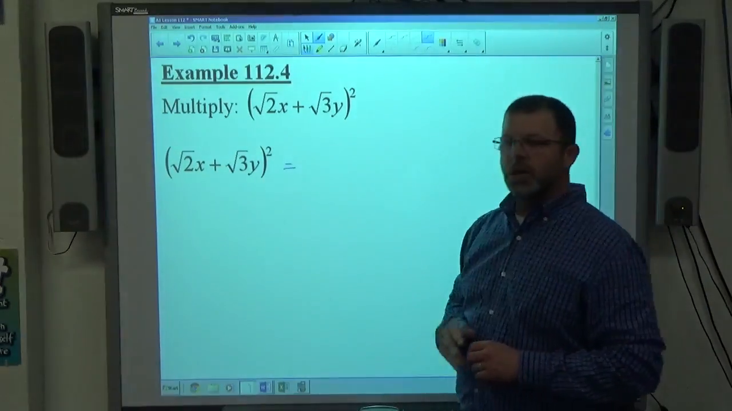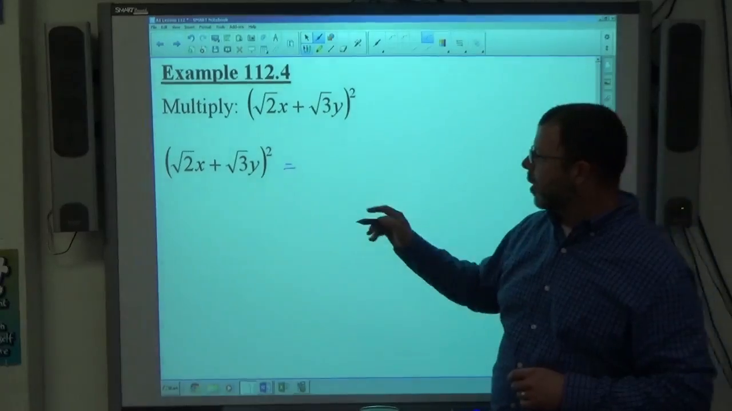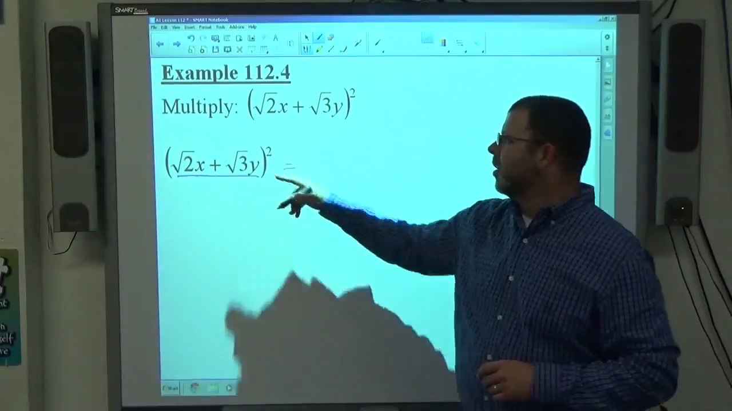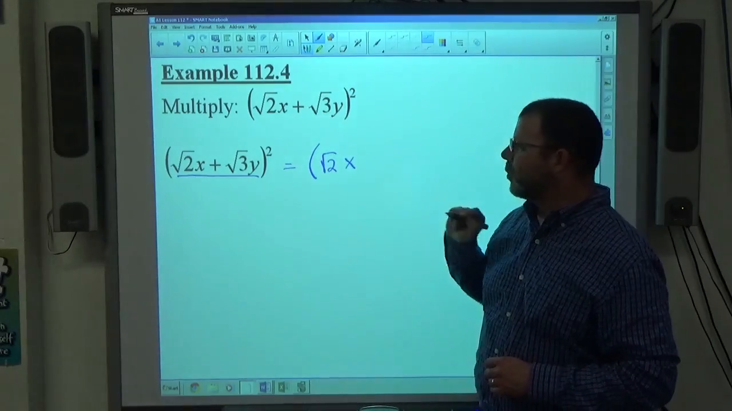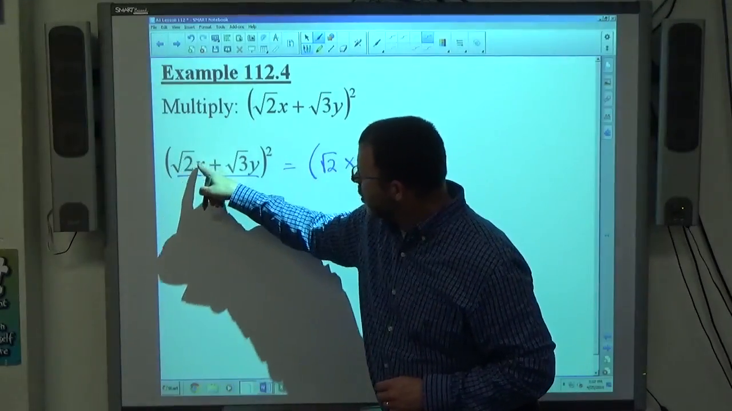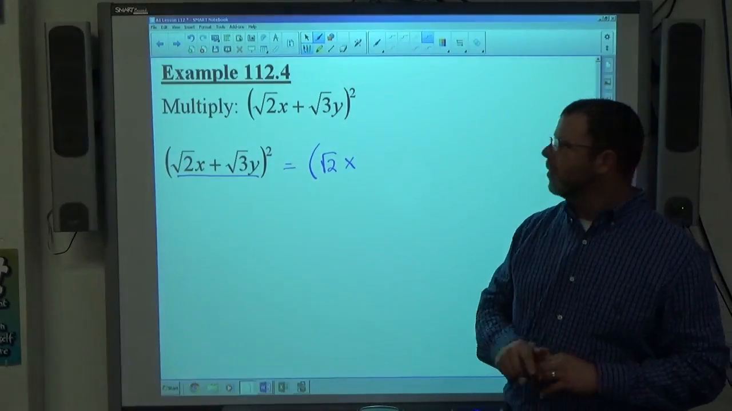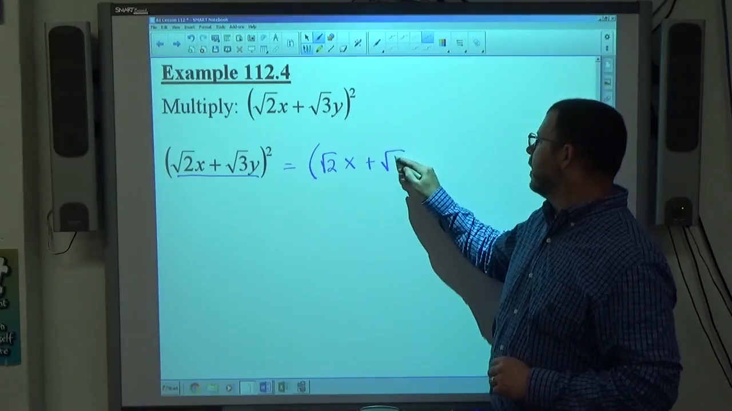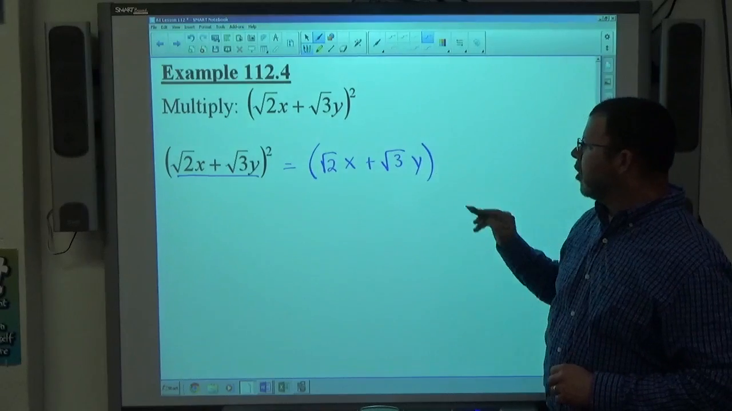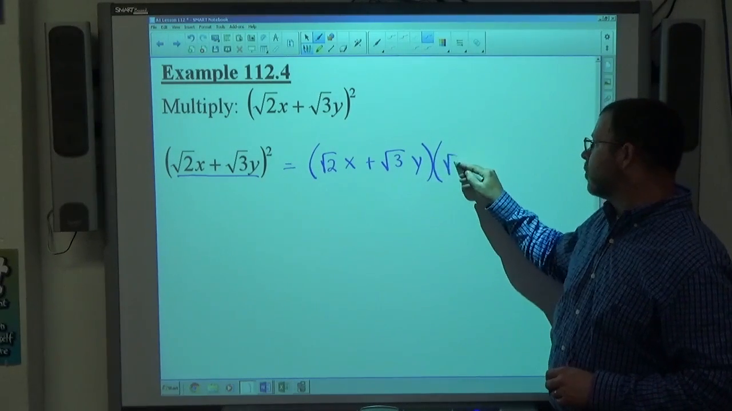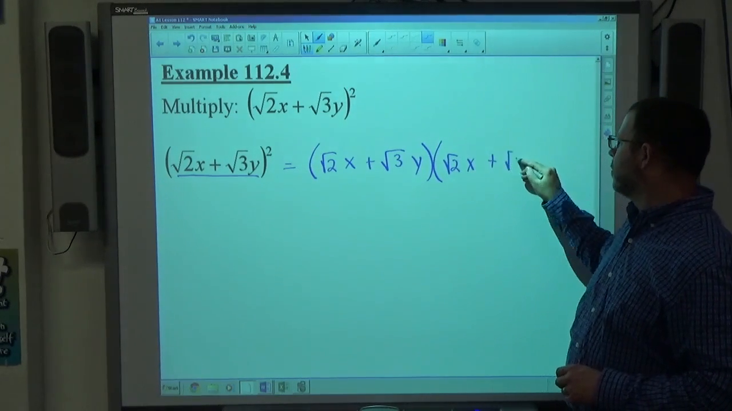Anytime you square something, you're multiplying it by itself. What we're squaring is this expression here. So if I take that expression there, which is the square root of 2, with an x outside the radical, notice the radical stops here, the x is not underneath the radical. I got plus the square root of 3 and the y also outside the radical. It's being multiplied by itself, so it's going to be times another square root of 2 times the x plus the square root of 3 times y.